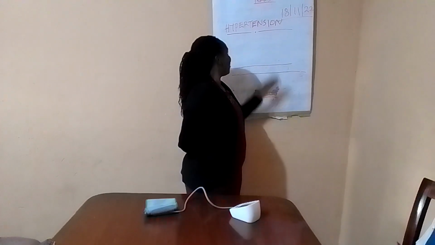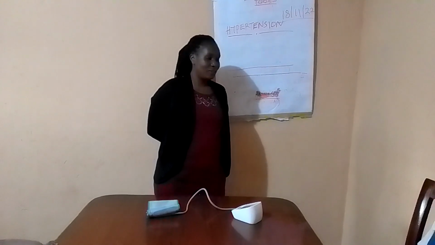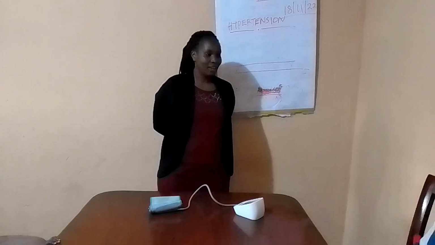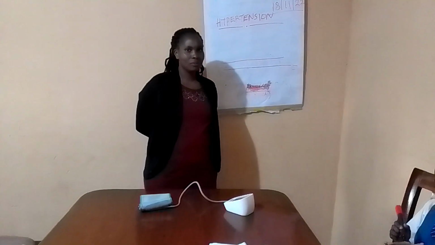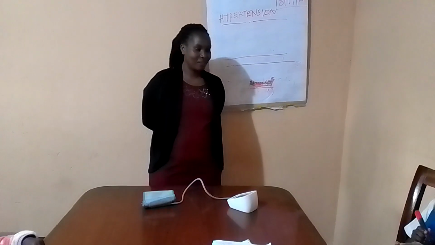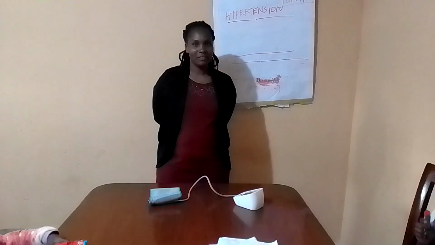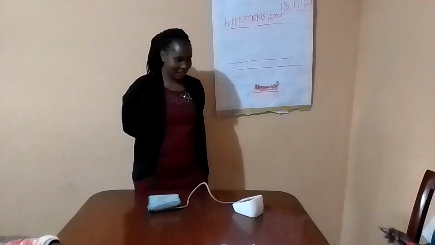Today we are going to continue with our lesson on hypertension. We began our discussion last week and we defined what hypertension is. Julie, would you like to remind us what hypertension is? It is elevated blood pressure. Yes, that is correct. Hypertension is persistent elevated blood pressure.